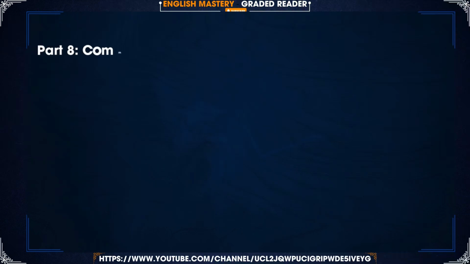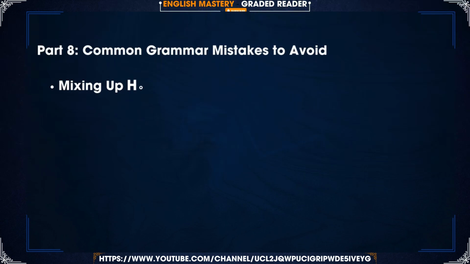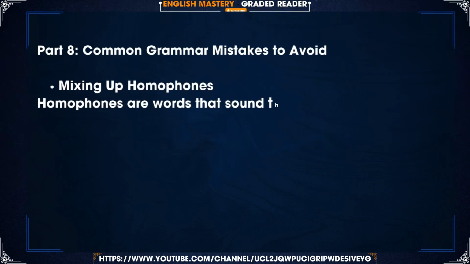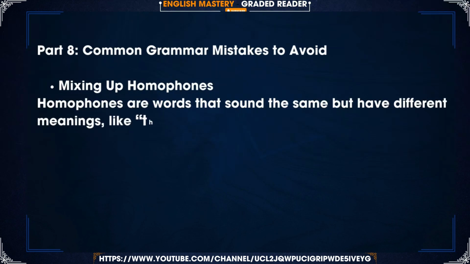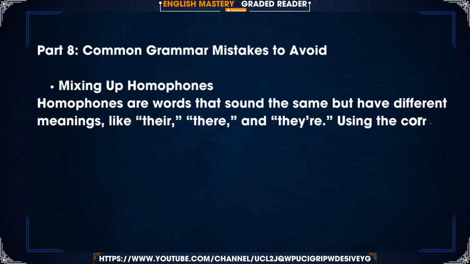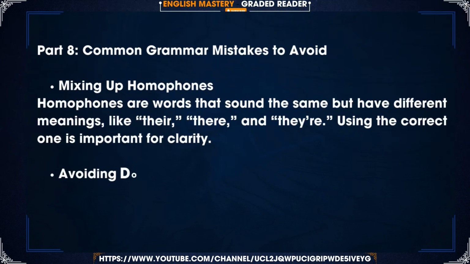Part 8. Common grammar mistakes to avoid. 1. Mixing up homophones. Homophones are words that sound the same but have different meanings, like there, their, and they're. Using the correct one is important for clarity.